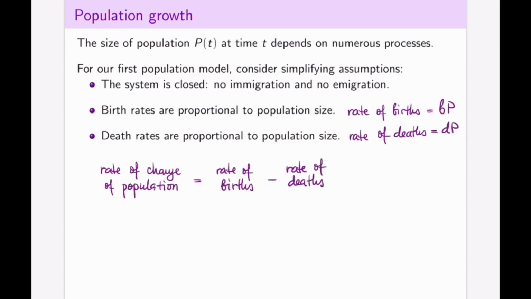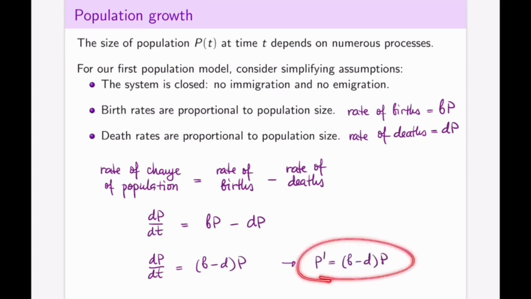Now, this entire equation is based on rates, which means that this in itself is a differential equation. The rate of change of population is the derivative of the population with respect to time. The rate of births being proportional to the population size is just BP. The rate of deaths is DP, where B and D are some kind of birth and mortality constants. Now I can simplify this a little bit because I can factor P out on the right-hand side. So what I have is dP/dt equals (B minus D) times P. Or, if you prefer the prime notation, P prime equals (B minus D) times P.